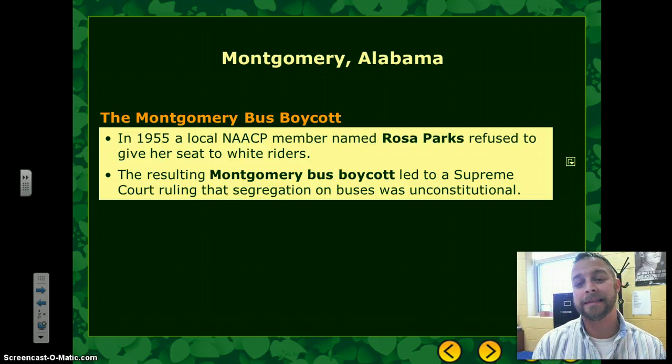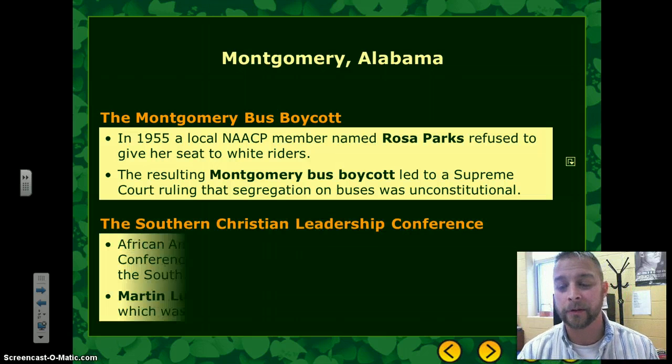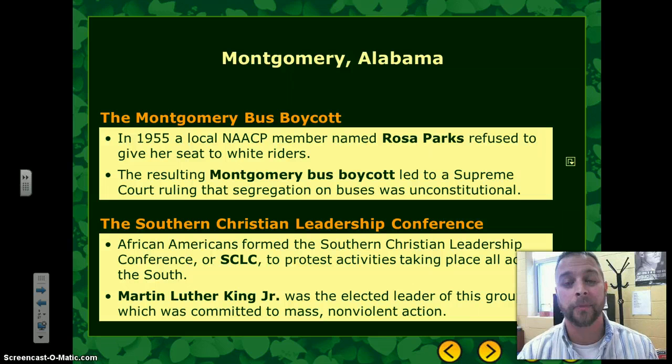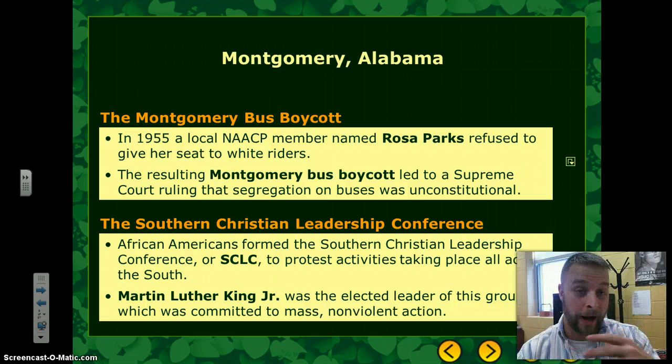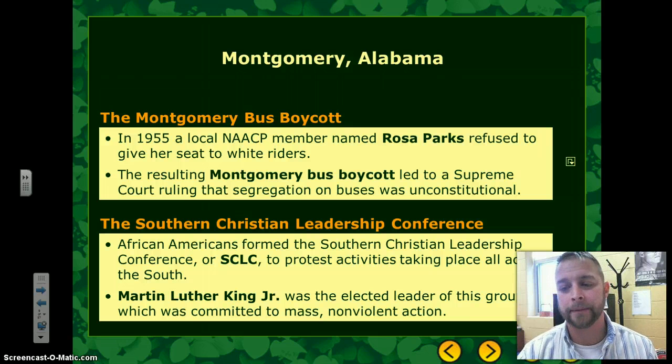And basically, this results in a boycott. She's arrested, and a boycott of the buses amongst the black citizens of Montgomery begins. In this case, the Supreme Court is going to rule that segregation on buses is unconstitutional as well. However, the boycott continues for a full year, and the buses lose a lot of money because most of the white people had vehicles, had cars, and many of the blacks did not. So when the blacks stopped riding the buses, you would have empty buses running all day.